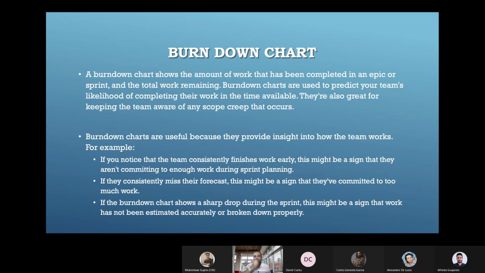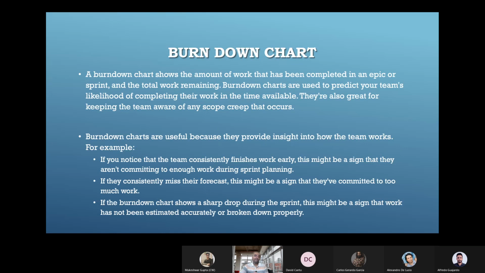Second, this chart is going to be used to predict the team's likelihood of completing their work in the available time. But we have seen the steep curve coming. Your burn down chart will go like that, and all of a sudden in the last 2 days it will come down. So why does that happen? All these things we will be seeing further, or if time permits, I will discuss.